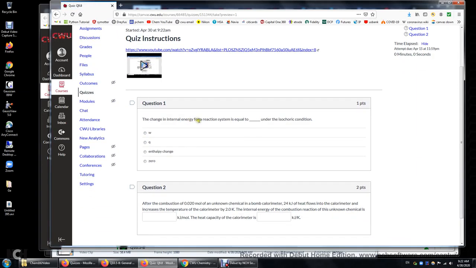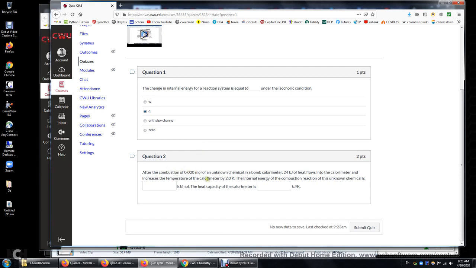The change in internal energy of a reaction system is equal to Q under isochoric condition. It's very simple. Delta E equals Q plus W. Isochoric, that means the volume remains unchanged. Delta V is 0. And work is equal to negative delta V times P. So work is equal to negative 0 times external pressure. And work is 0. If work is 0, then delta E equals Q plus work, and work is 0, so delta U equals Q.